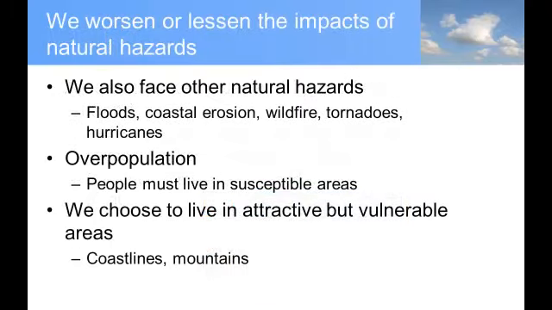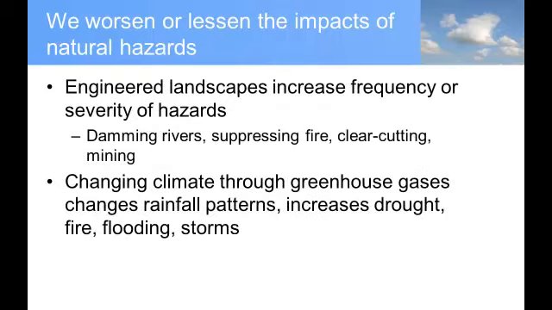There are ways we can worsen or lessen the impacts of these hazards. Anything that contributes to erosion can increase the risk of landslides. Living in susceptible areas can also greatly increase the impact of these things. So living on coastlines or in mountain regions is very attractive, but these areas are often vulnerable to some of these events.